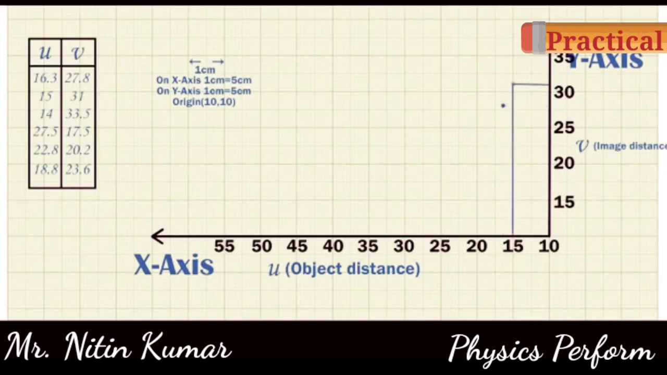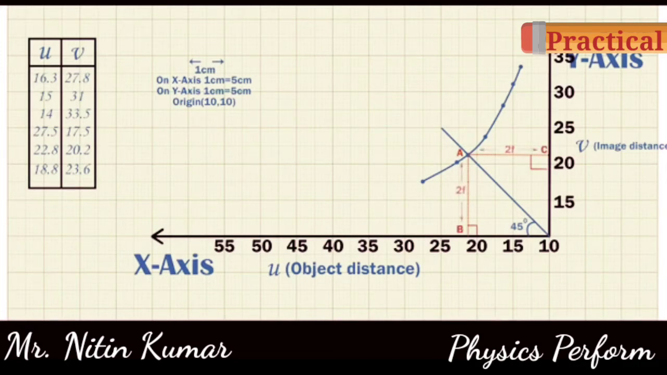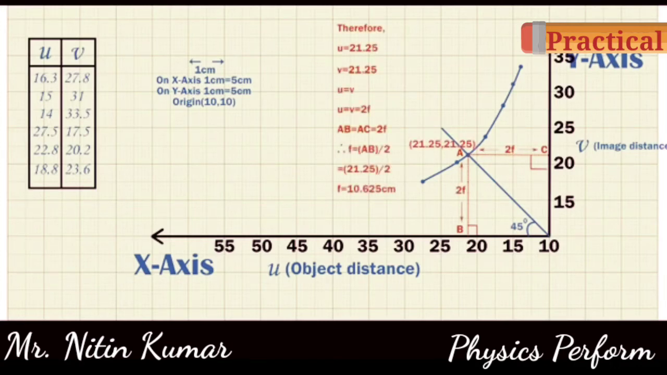Now, let us plot the points on the graph. Join all the points. As you can see, the graph comes out to be a rectangular hyperbola. Now, we draw a straight line from the origin, making an angle of 45 degrees with both axes. This line meets the curve at a point A. Two perpendiculars are drawn from A onto x and y axis. The x and y coordinates of A are same. Therefore, U is equal to 21.25, V is equal to 21.25.